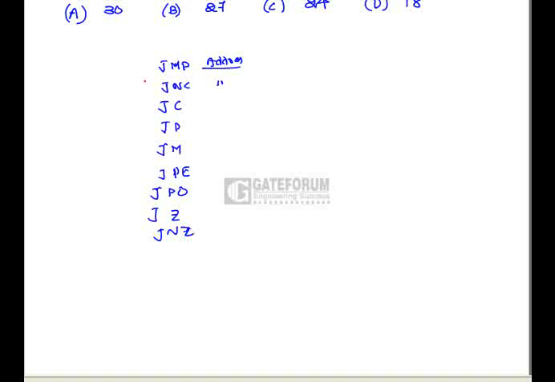So if we consider only the space occupied by the conditional jump instructions, there are 8 conditional jump instructions available. Each conditional jump instruction occupies 3 bytes of memory. Hence, total memory space occupied by the conditional jump instructions is 8 into 3, which equals 24 bytes. Hence, option C is correct.